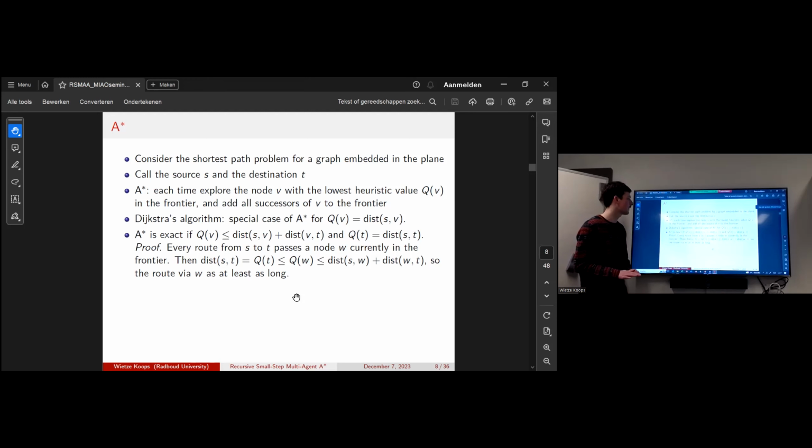And why is A-star then exact? Well, what's invariant in this algorithm is that every route passes a vertex on the frontier. That's also the case in Dijkstra, and here that doesn't change.